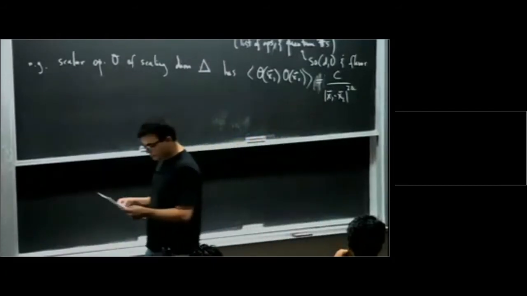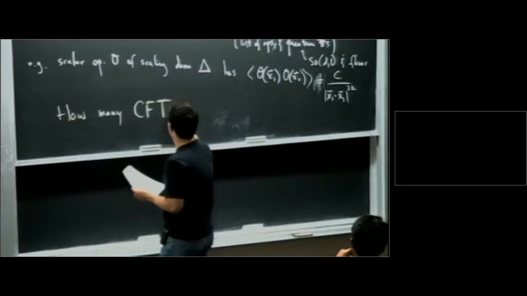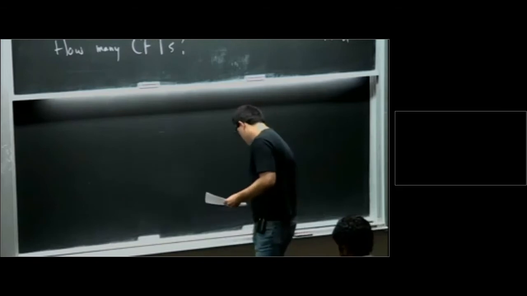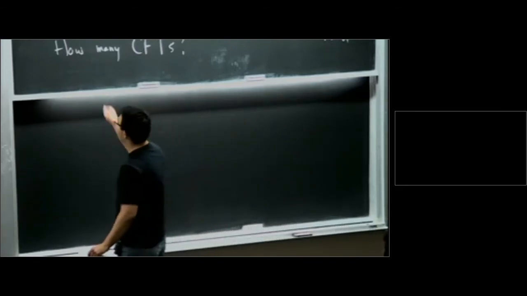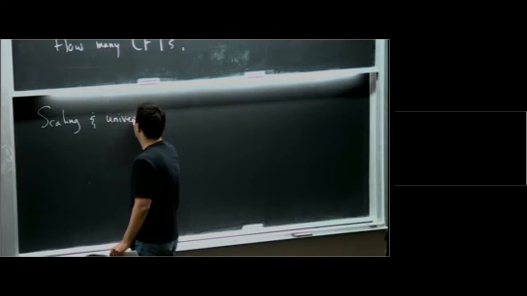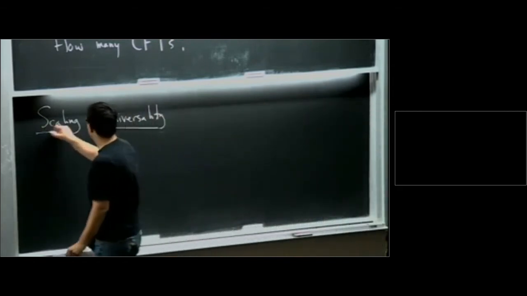The question then is, how many CFTs are there? So there are hints that maybe there aren't that many. And I guess the hints come from a very important concept, which is, well, 2 concepts. One of them is scaling, and the other one is universality. Universality means that there are very different systems that are described by the same properties. And scaling, I'll explain by example.